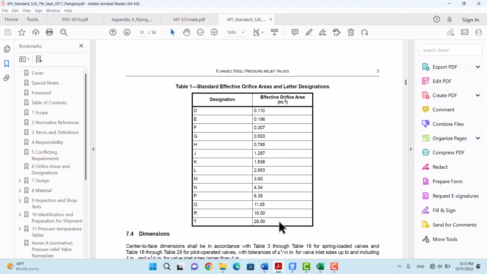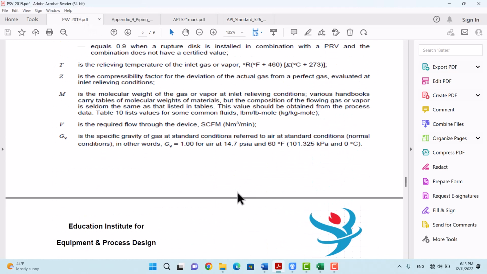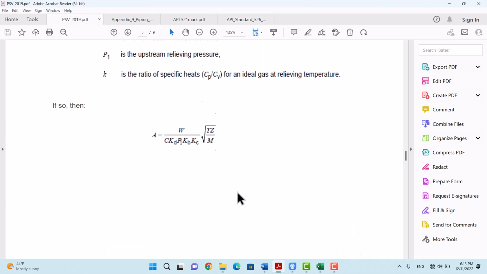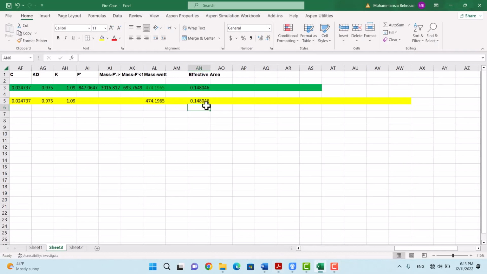So at first we decide which designation is allocated to our PSV. Then after finding the right designation, we go to the table corresponding to that designation. I'm gonna talk about it a lot. Don't worry about this one. So the calculated orifice area for our applications is about this value. But remember, it is calculated in millimeters to the power of 2. We have to convert it to inch.